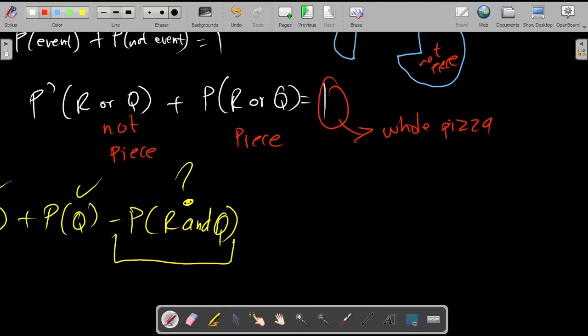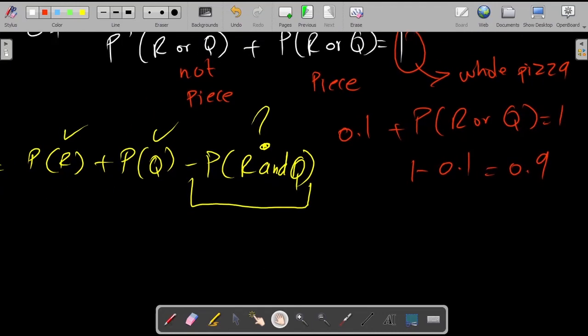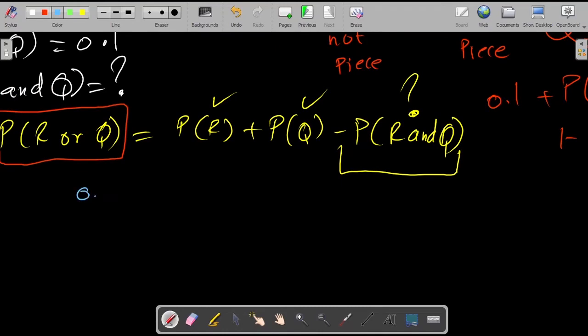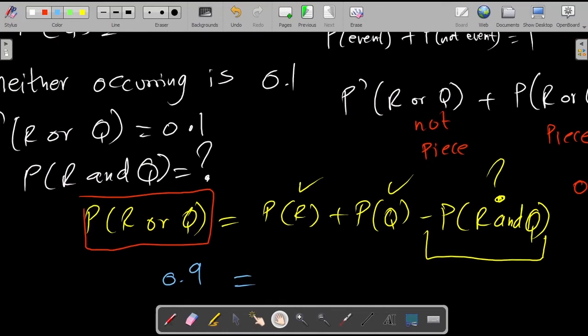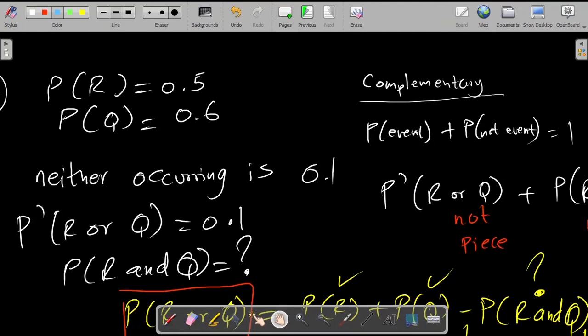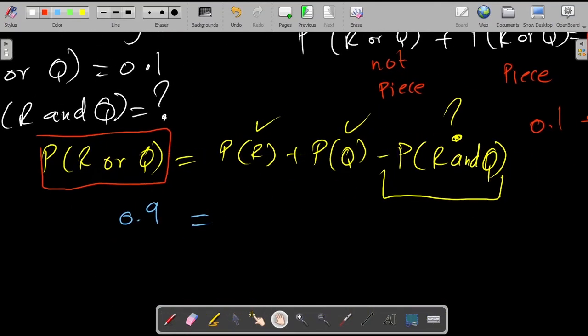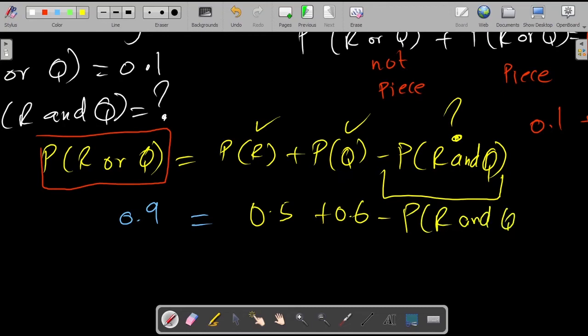And now that we have 0.1 as not R or Q, we can now find R or Q, and that would be 1 subtract 0.1, which is 0.9. Now that we have 0.9, we can put it into this formula and then plug in everything else that we're given in the question. The probability of this would be 0.5, and the probability of that would be 0.6. So we put that in there, 0.5, 0.6, and we want to find this.